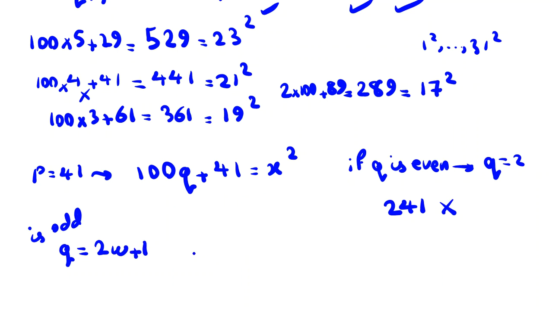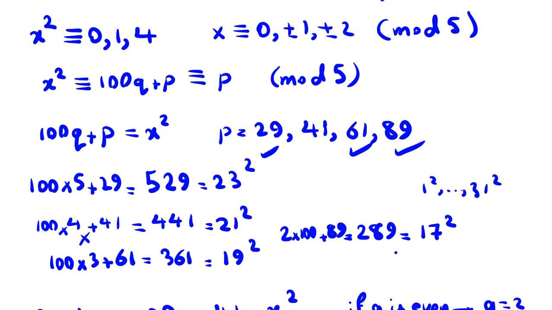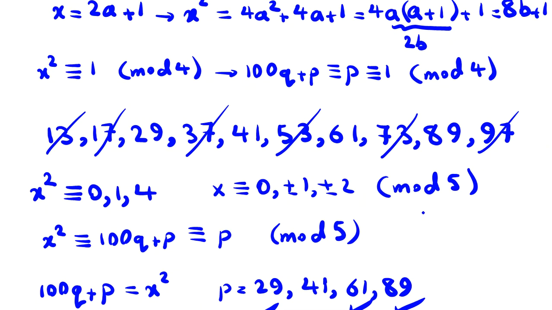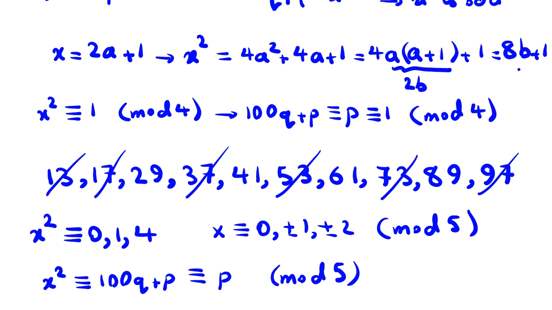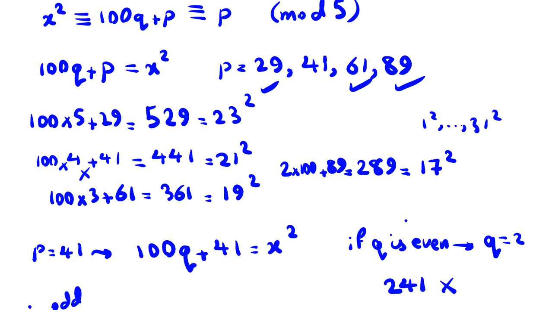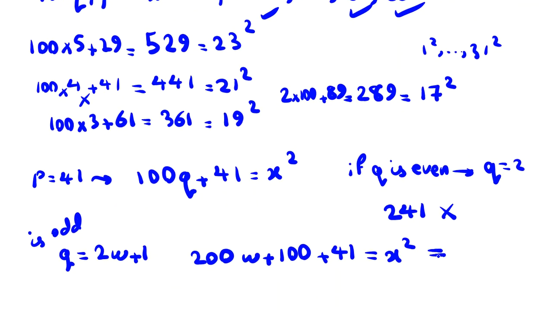So if you replace here, it will be 200W plus what? Replace Q with 2W plus 1, plus 100 plus 41 is x squared. We know the left side is odd, so the right side is also odd, and we've proved that when we have a perfect square, it is congruent to what? It is 8b plus 1. So it's congruent to 1 mod 8.